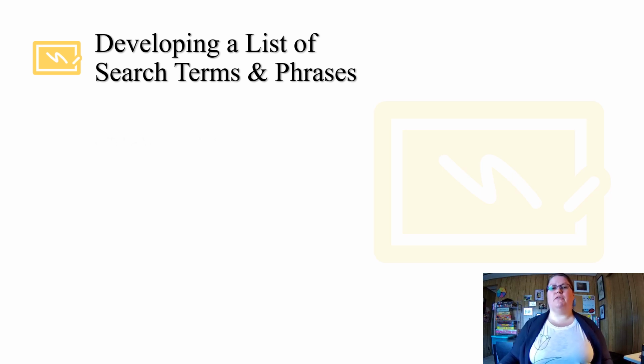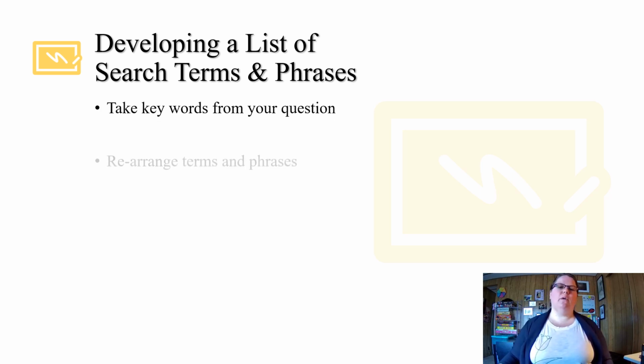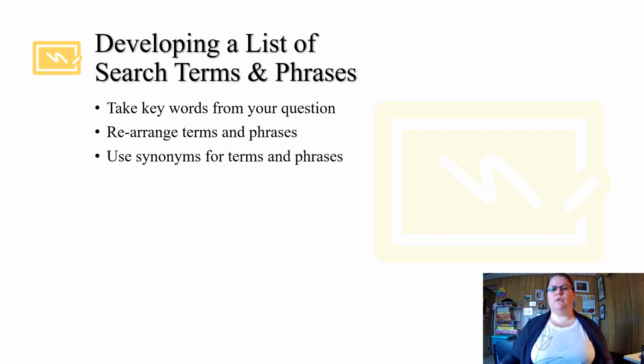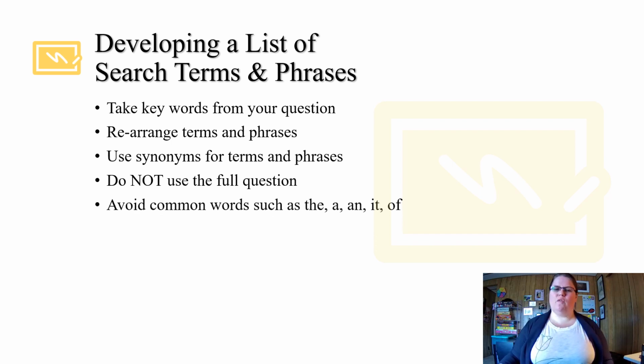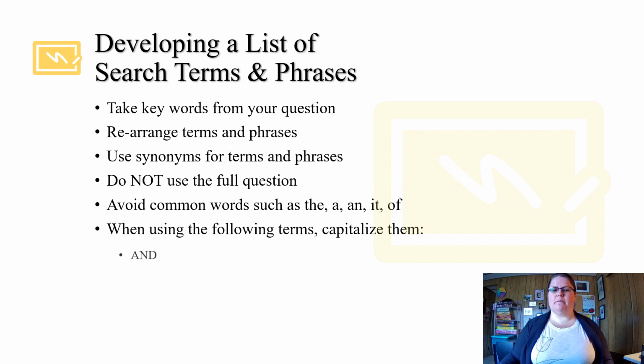Developing a list of search terms and phrases. Take keywords from your question, rearrange the terms and phrases, use synonyms for terms and phrases. Do not use the full question. Avoid common words such as the, a, an, it, of. When using the following terms, capitalize them: and, but, or.